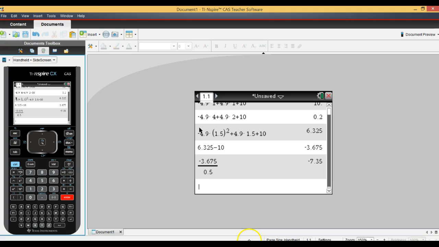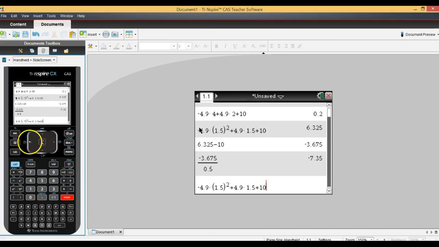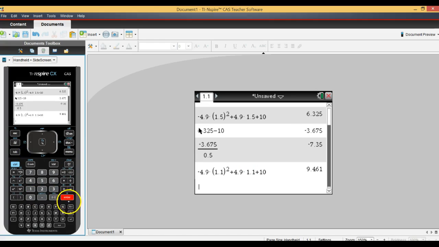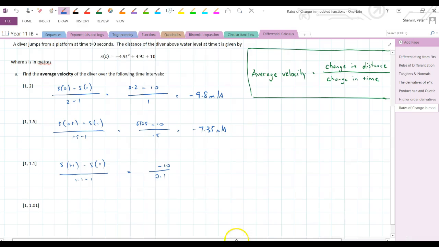So I've got to go back in here and do all this. Don't you just love this stuff? Right, so let's just get down to 1.5 because that's going to change to 1.1. This is a quick way of doing it. Hopefully you're learning some calculator techniques here, or maybe you knew them already. That's fine. 1.1 goes in there. Enter. 9.461. Remember that.